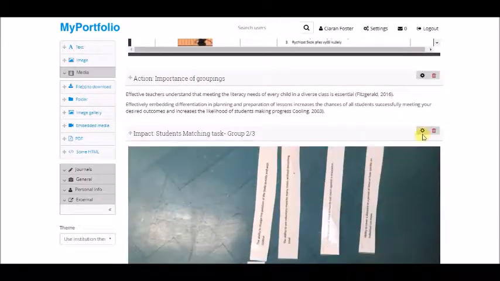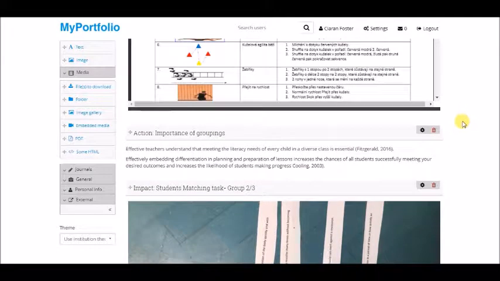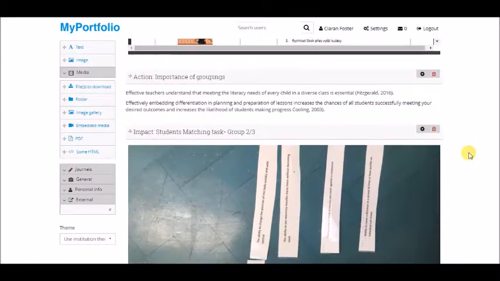So just looking at the importance of the groupings, for example, effective teachers understand that meeting the literacy needs of every child in a diverse class is essential. Effectively embedding this in planning and preparation of lessons increases the chances of all students successfully meeting the desired outcome, and increases the likelihood of students making progress. That's Cooling 2003. So this is saying that ensuring we plan effectively and differentiate, embedding it into our plan and delivery, will hopefully ensure students meet the desired outcome and make progress.